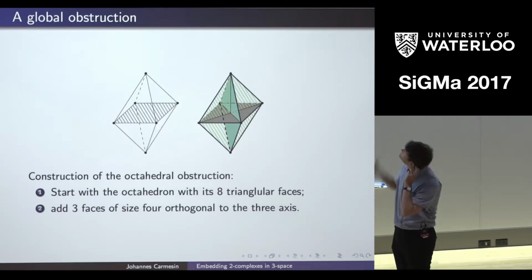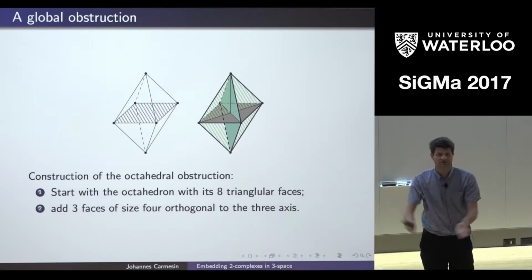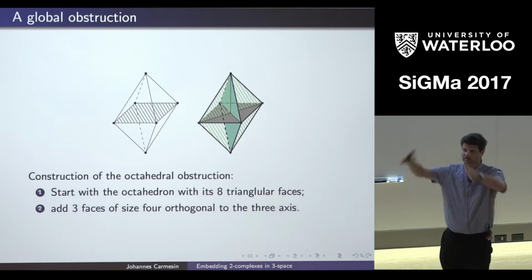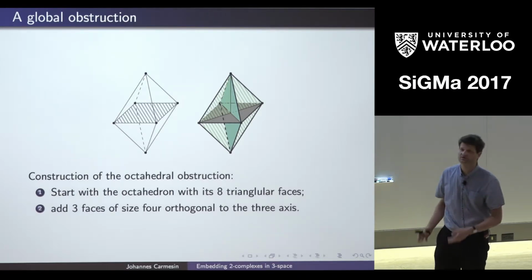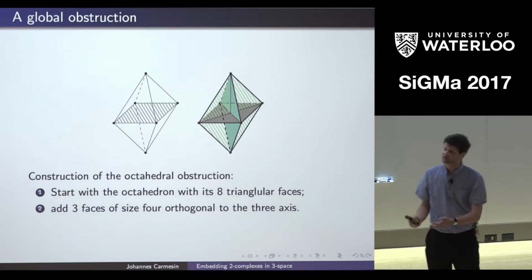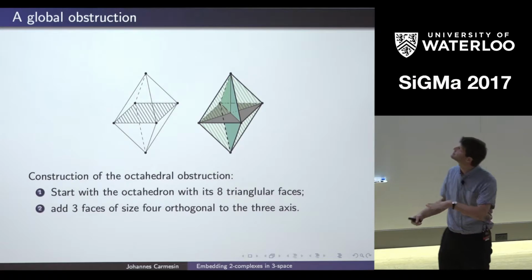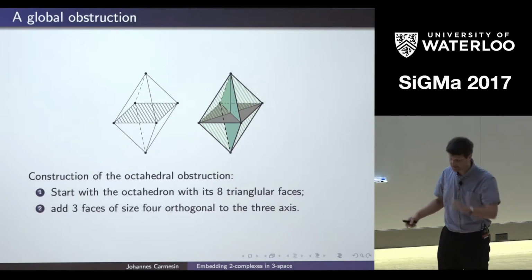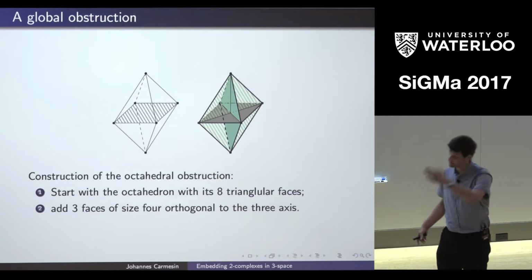And another construction of obstructions to embeddability is constructed as follows. You start with the octahedron with its 8 triangular faces. And now we want to add 3 more faces to this octahedron. And these 3 more faces are orthogonal to the 3 axes. So one orthogonal to the x-axis, one orthogonal to the y-axis, and one orthogonal to the z-axis.